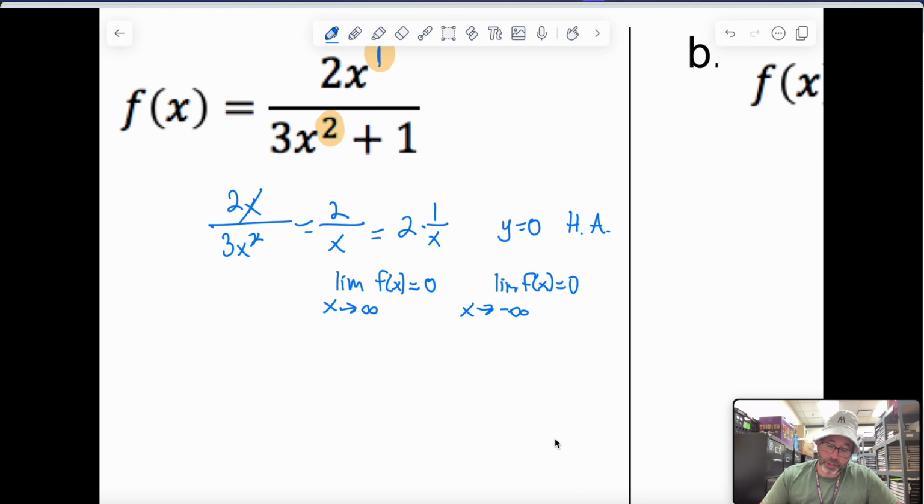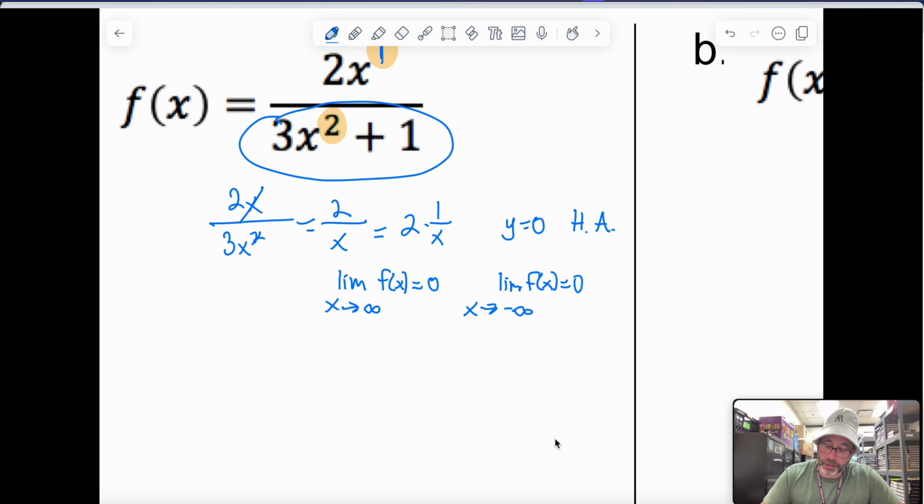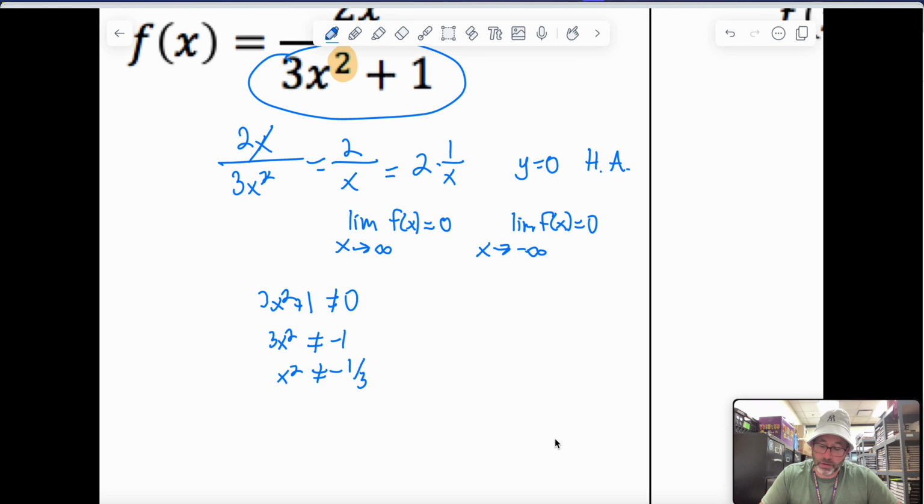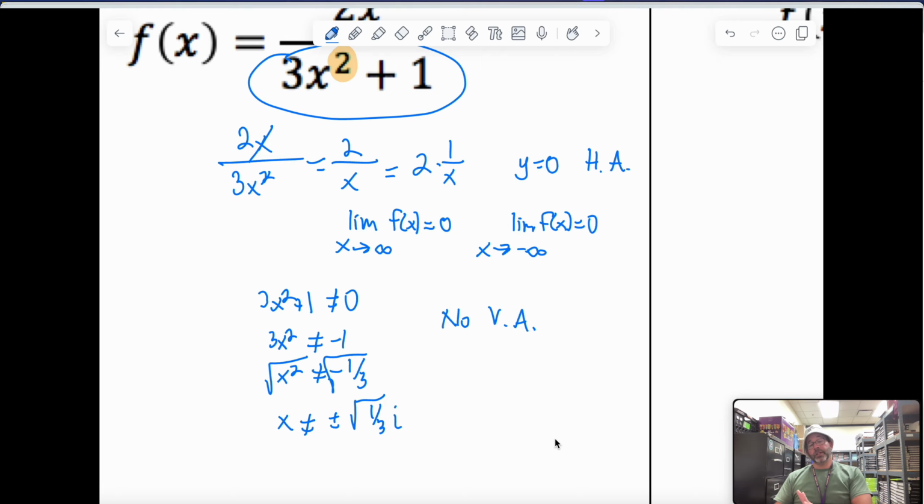For the domain restriction, we look at this and we say, are there any restrictions? Can 3x squared plus 1 equal 0? Well, it's not allowed to equal 0. If I solve for this, we get 3x squared cannot equal -1. x squared cannot equal -1/3. And I'm never going to have a square equal negative. So if I take the square root of this, we're going to get plus or minus root 1 over 3 i. There's no restrictions here, so there's no vertical asymptote. Okay, so there's no vertical asymptote here, and we have a horizontal asymptote at y is equal to 0.